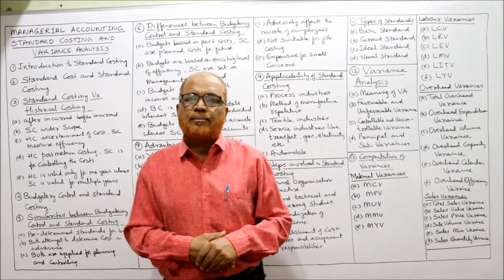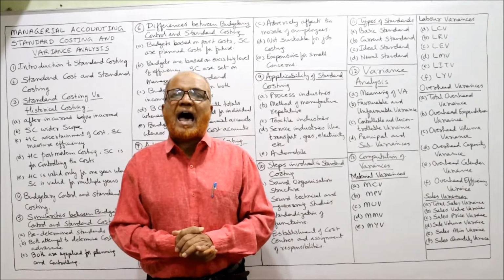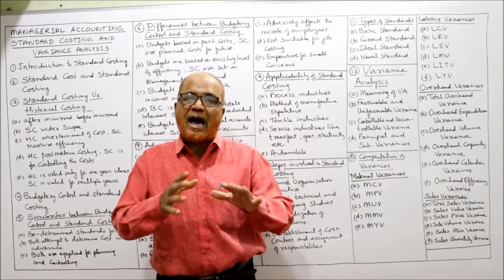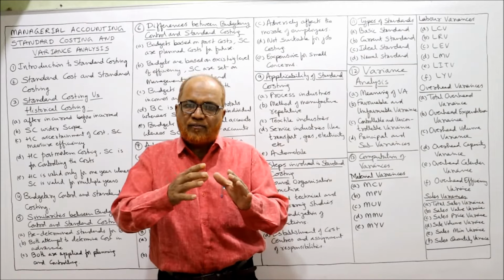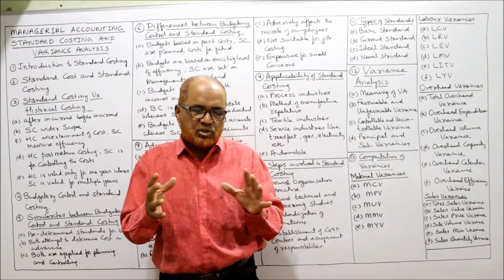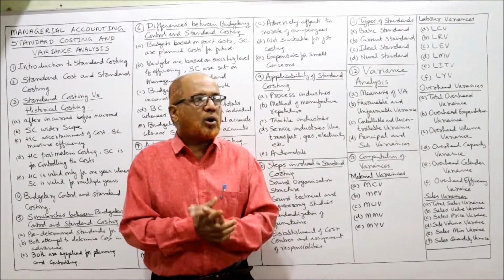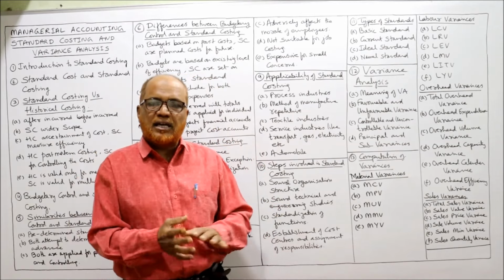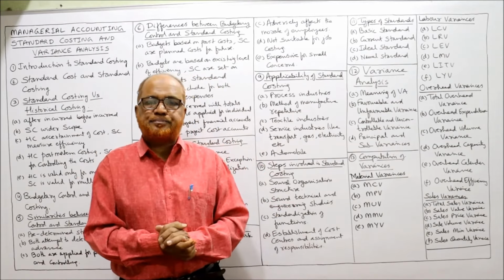Next, normal standard. A standard which is made on average working conditions. Average working conditions over a future period of time, which should cover one trade cycle. Should cover one trade cycle. This is called normal standard. In this way, 4 standards are there.